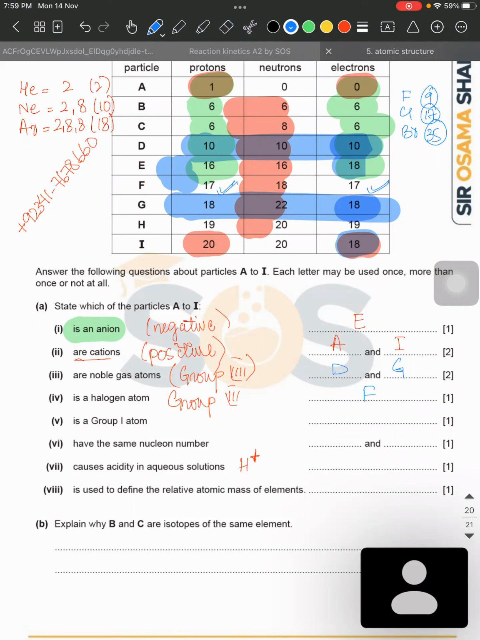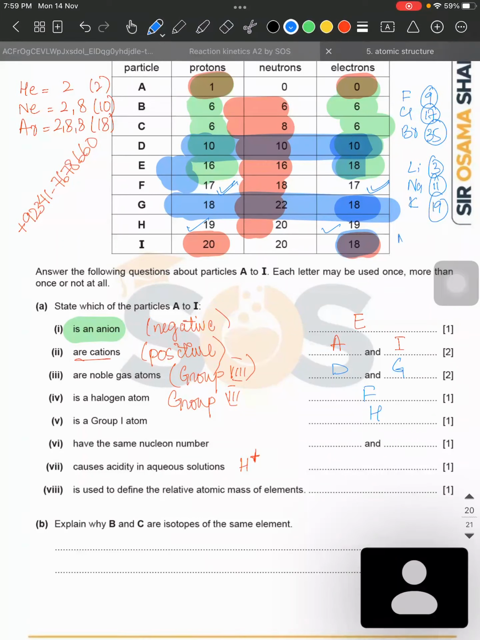If we talk about group 1, so in group 1, we have lithium, sodium, potassium. So lithium having 3 protons, 3 electrons, and sodium has 11 protons, 11 electrons, and potassium have 19. So which one is having 19 electrons and protons? It is H. Then they are saying nucleon number किसका same है?